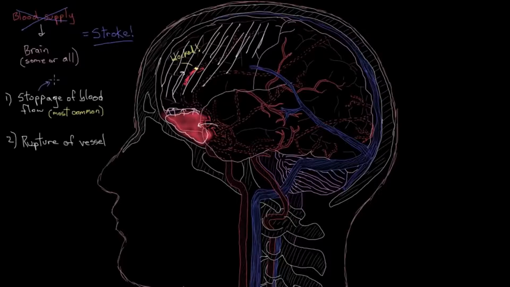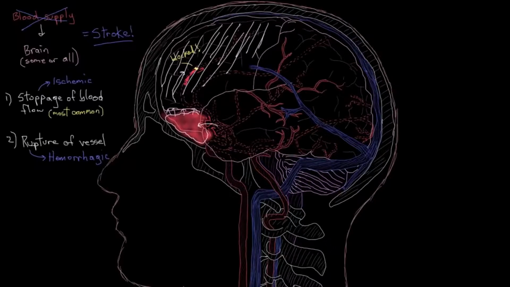You can get stoppage of blood flow to an area, called an ischemic stroke. Ischemic refers to the cellular environment where there's not enough oxygen. Or you can get a rupture of a vessel like we saw earlier, and this is called a hemorrhagic stroke. Hemorrhagic refers to a sudden torrential bleeding outburst. So, ischemic stroke and hemorrhagic stroke.